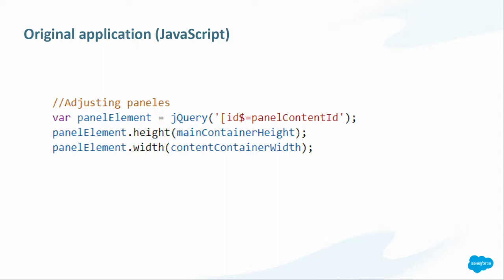And as you may all know, using global variables is not a really good practice. Another practice that we used was to adjust the panels manually. So we had to search for the panel using jQuery and assign the height and width to each of them every time the user wanted to resize the window, for example.